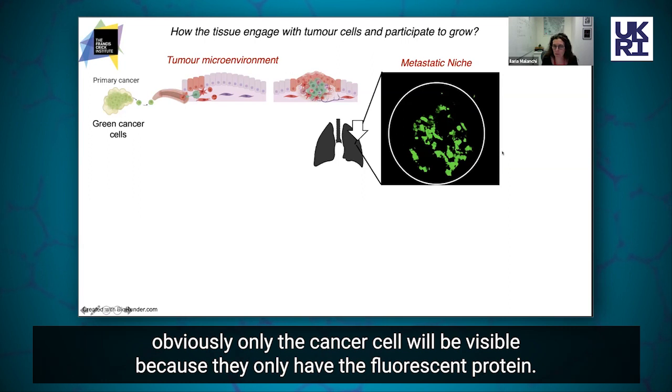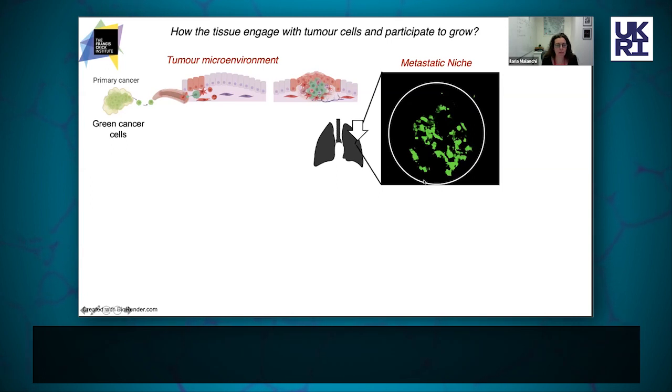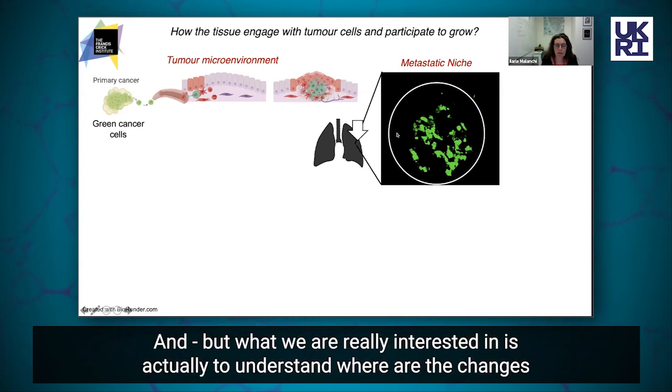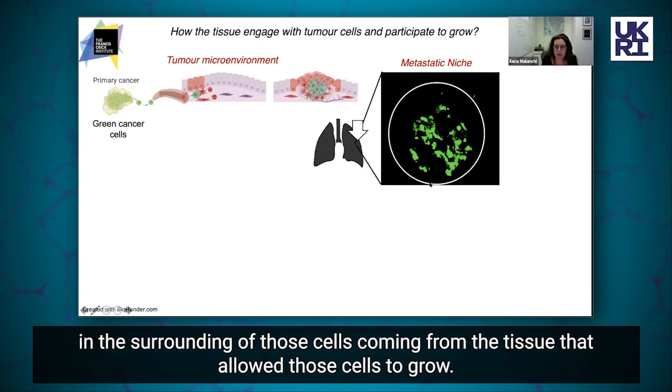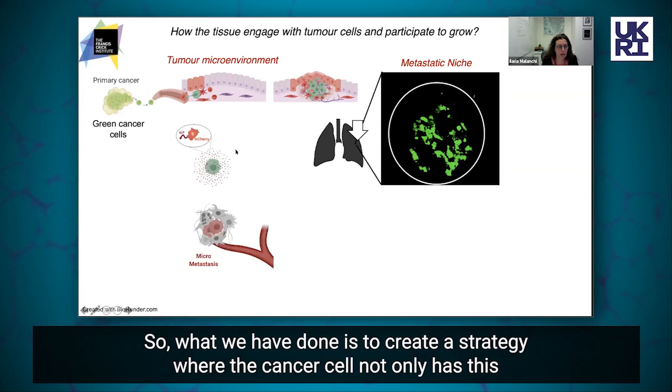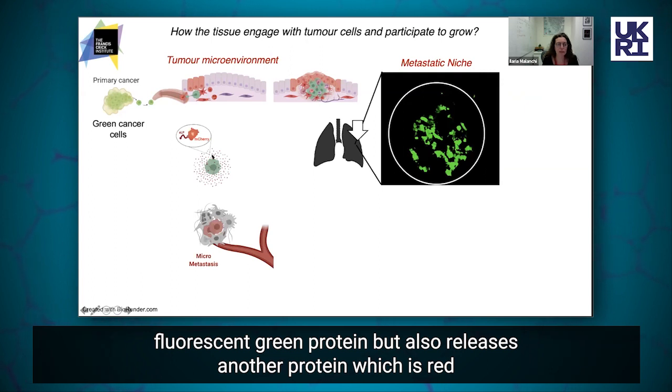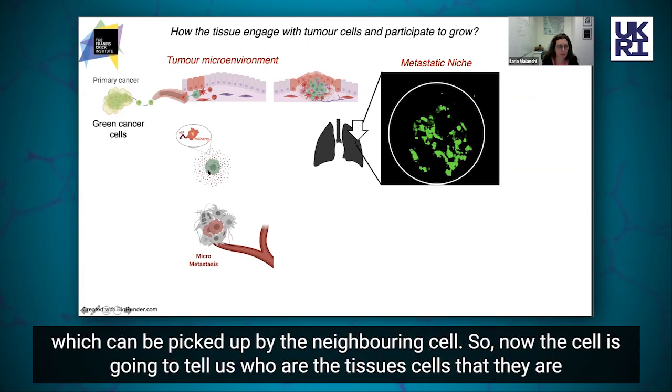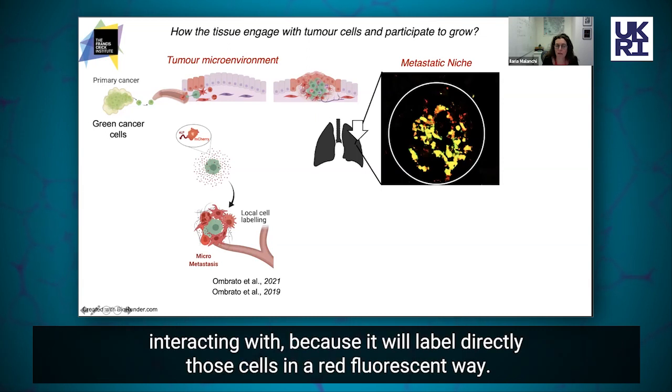Obviously, only the cancer cells will be visible because they are the only ones with the fluorescent protein. But what we are really interested in is to understand what the changes are in the surroundings of those cells, coming from the tissue, that allow the cells to grow. So what we have done is to create a strategy where the cancer cell not only has this fluorescent green protein, but also releases another protein, which is red, which can be picked up by the neighboring cells. So now the cell is going to tell us who are the tissue cells that they are interacting with, because it will label those cells directly in a red fluorescent way.